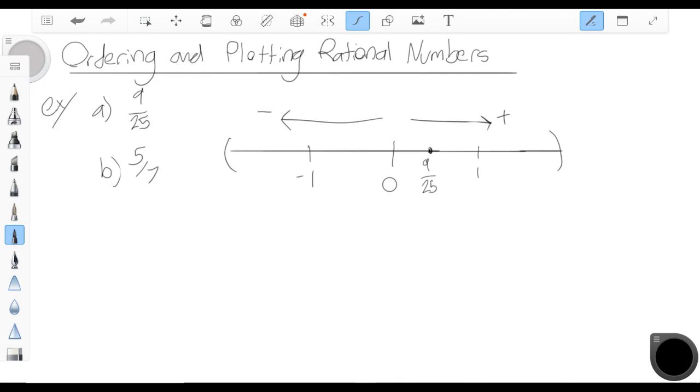5/7, it's a little bit closer to 1 than 9/25 is, because the numerator is a bit closer. 5 is closer to 7 than 9 is to 25. It's going to be about right here. Put it in the number line. And so, again, this number line is very convenient for figuring out which fractions are larger than the other fractions. So we can clearly see 5/7 is larger than 9/25.